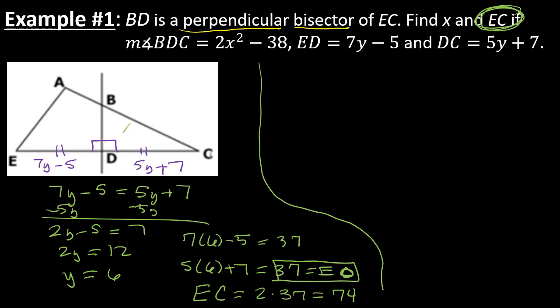So when I look at BDC, the cool thing about BDC is I see this little symbol in here, which means right angle. And I know that all right angles equal 90 degrees. So I know that 90 is going to equal 2x squared minus 38. Many of you are looking at this thinking, oh my God, I'm going to have to factor.